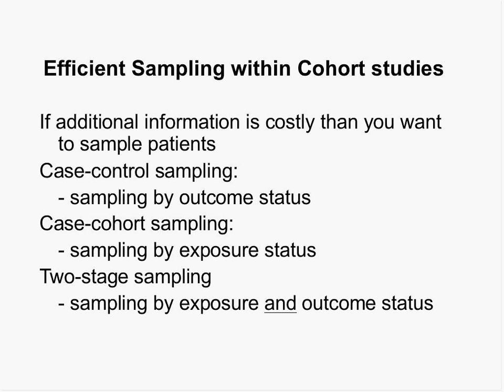The three sampling strategies that we're most familiar with: first, case control sampling, where you sample by outcome status. You identify the cases or a certain fraction of the cases, and then a certain fraction of the non-cases, the sampling fractions, which is efficient because the power is largely driven by the exposed events. The case cohort sampling, where you sample by exposure status, and two-stage sampling, where you sample by exposure and the outcome status, and then you have to reweight.